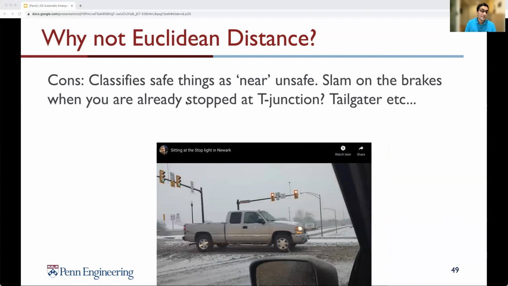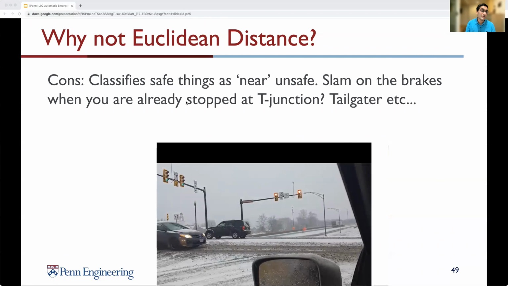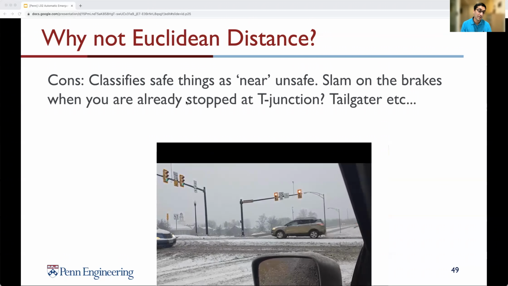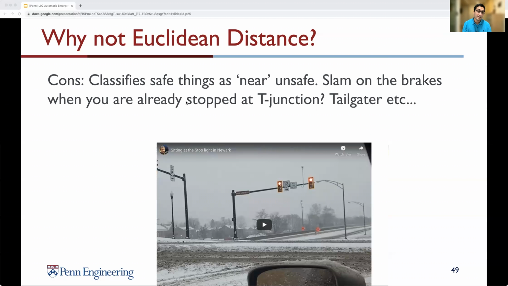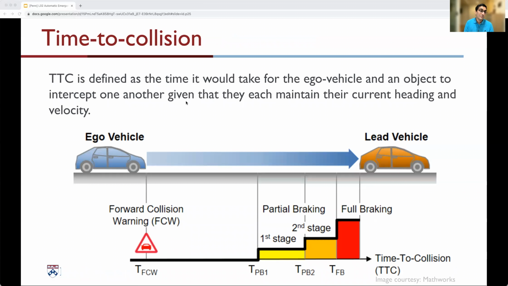But Euclidean distance does not capture the relative change in distance or the relative velocity of the other objects. If you're standing at a T-junction and vehicles are passing by you, their relative distance may be small, but that doesn't mean that you execute AEB. So one way to reason about this is to capture both the relative distance and the rate of change of that distance. We use this concept called time to collision.